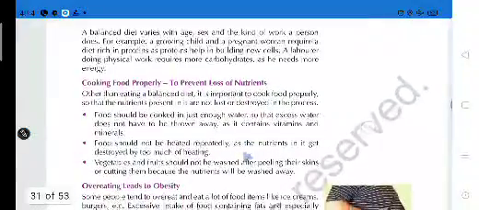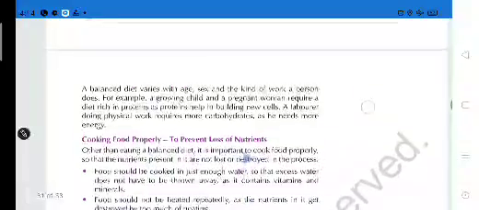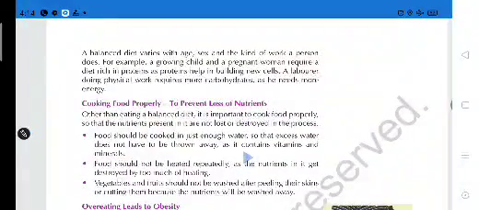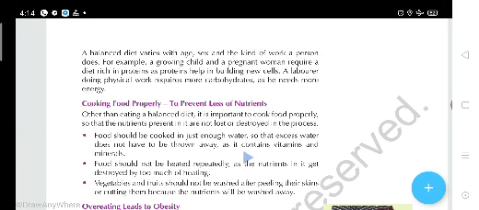A balanced diet varies with age. According to age it is required. It depends on age, sex, and the kind of work a person does. For example, a growing child. I told you students about protein. If you are a kid, a growing child, or a pregnant woman, you require a diet rich in protein, as protein helps in building new cells.